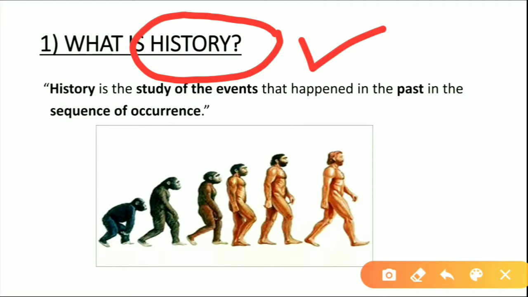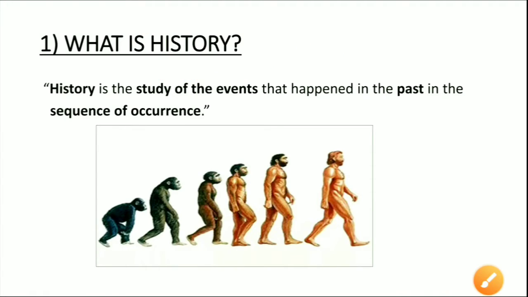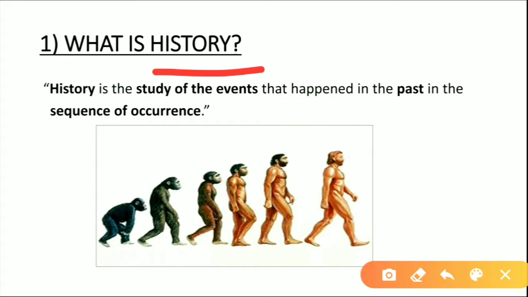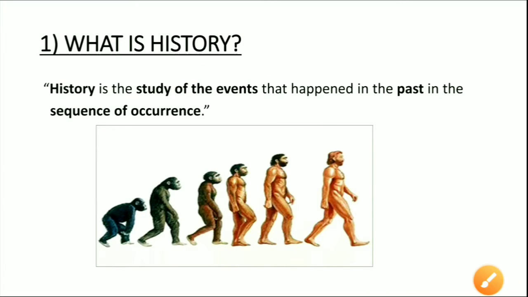Now history is also known as a series of events, or you can also say it is the series of facts that is connected with somebody or something. And a very important thing, the scholars who write about history are known as historians. Now, let us see the point. History is the study of events that happened in the past in the sequence of occurrence.